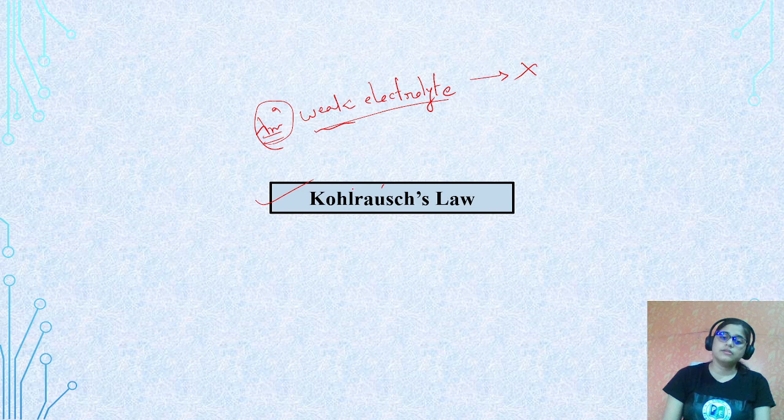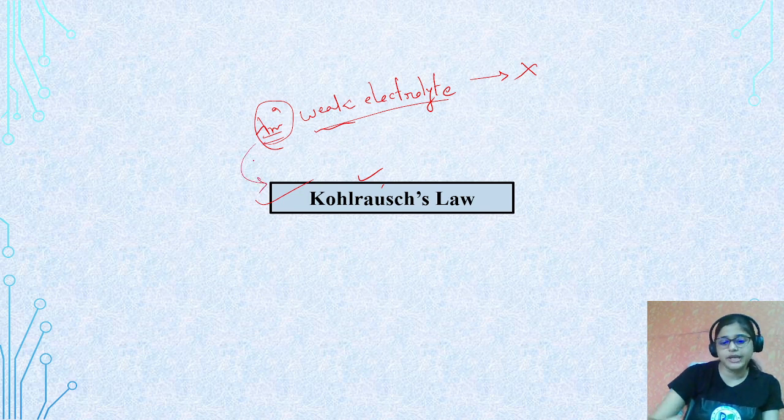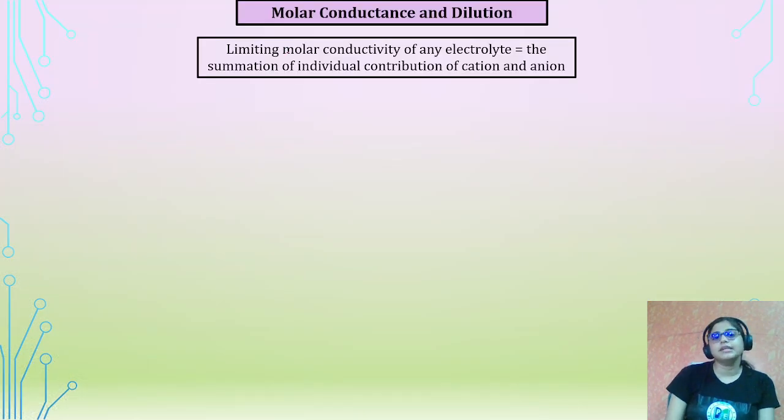Fine. So Kohlrausch's law is important from that point of view. The statement is: the limiting molar conductivity of any electrolyte is equal to the summation of the individual contributions of the cation and anion. This is not only for weak electrolytes; it is valid for all, weak or strong. This is Kohlrausch's law.